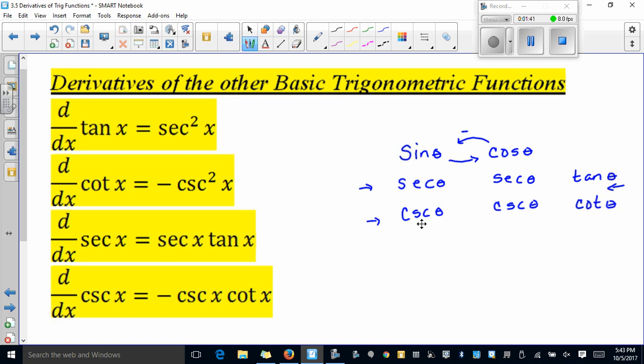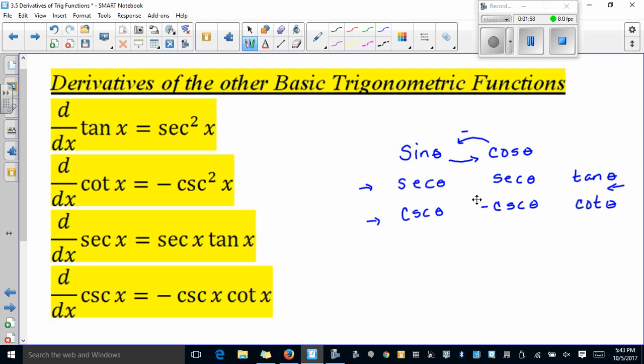Oh, hey, I even missed a negative going this way. So I can just throw a negative on this guy here. Derivative of cosecant is negative cosecant cotangent. Derivative of cotangent is negative cosecant squared. So this is just a little trick that you can use to memorize these.